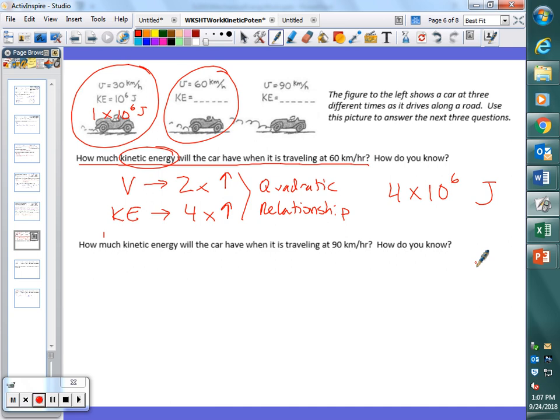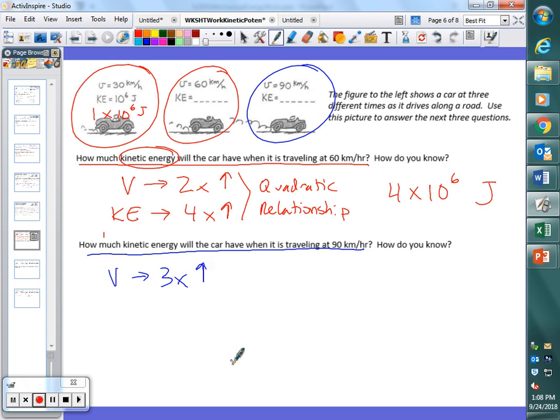Very similar for this second question. How much kinetic energy will the car have at 90 kilometers per hour, in relation to the first picture? What has now happened to our velocity? Well, let's go back to our very first picture. How much faster is the blue circle than this first circle? It's 3 times faster, right? So the velocity has increased by 3 times.